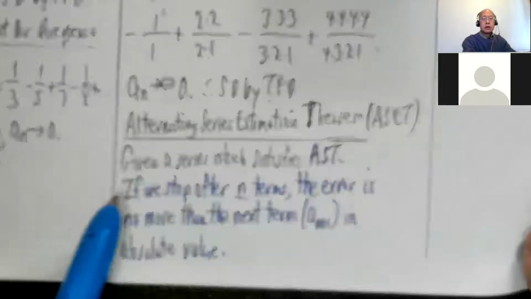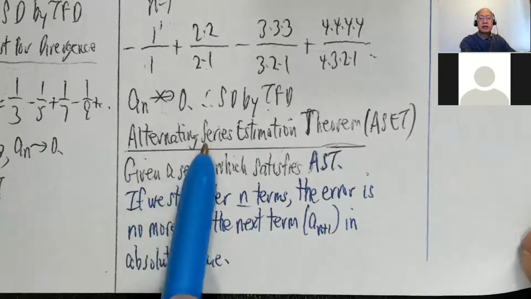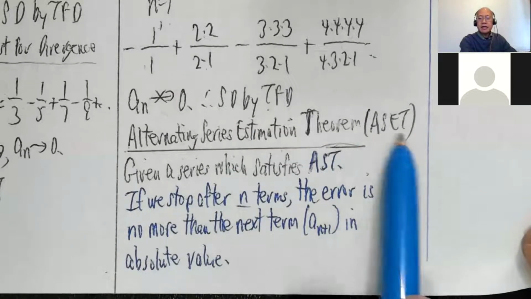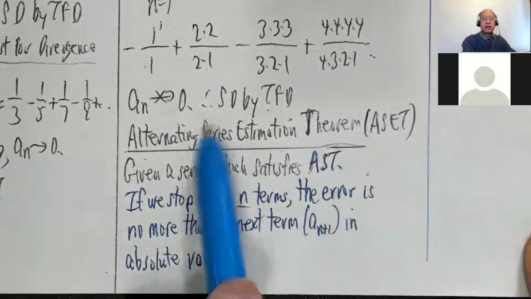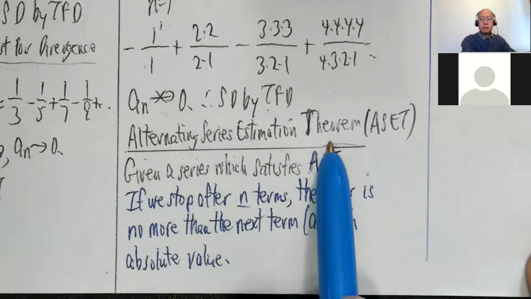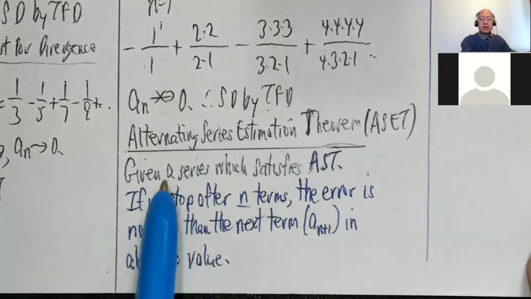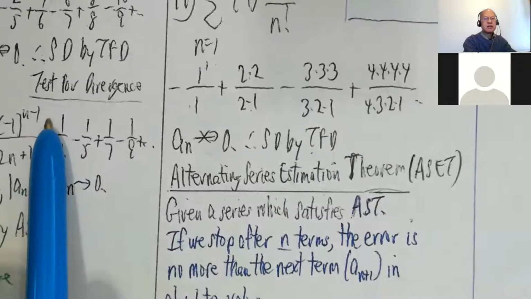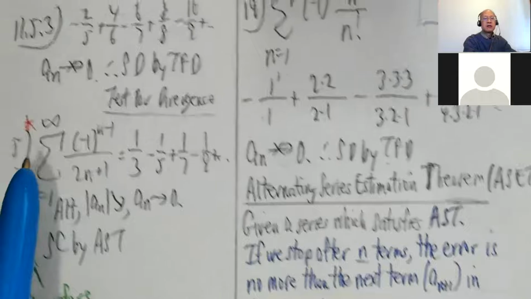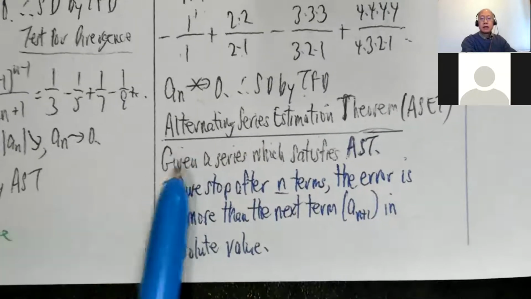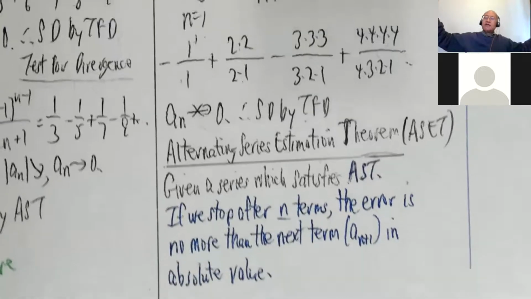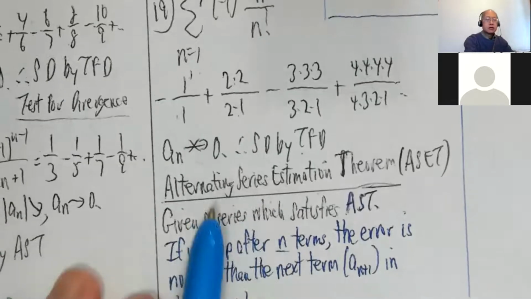Okay, one more theorem in this section. Useful theorem, alternating series estimation theorem. Too much writing. ASET, A-S-E-T, alternating series estimation theorem. Okay, given a series which satisfies the alternating series test, okay, like this. In general, we're normally not going to be able to figure out how to add infinitely many terms easily. So we stop somewhere.